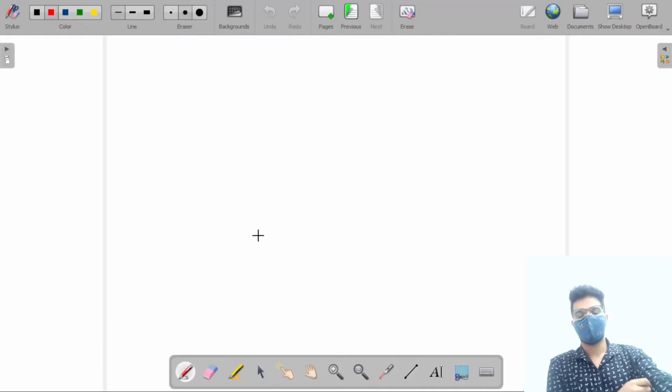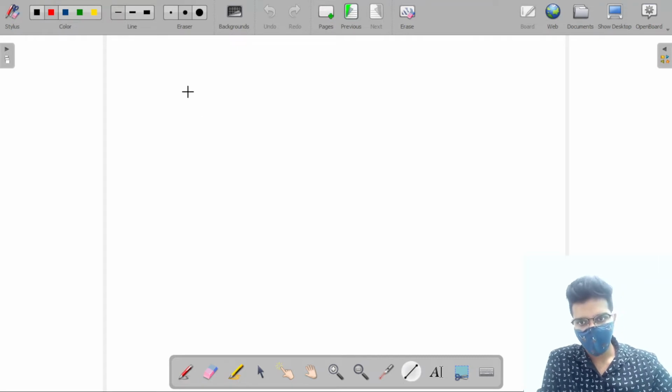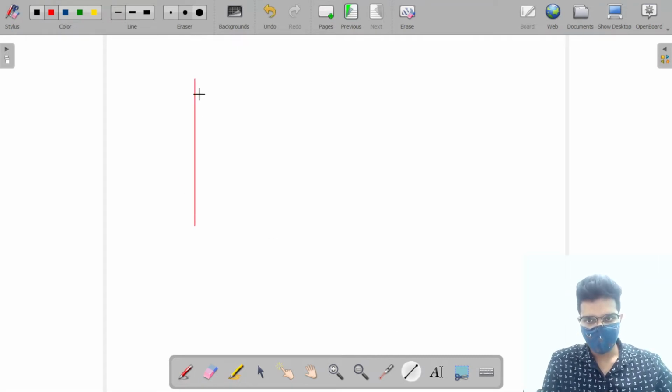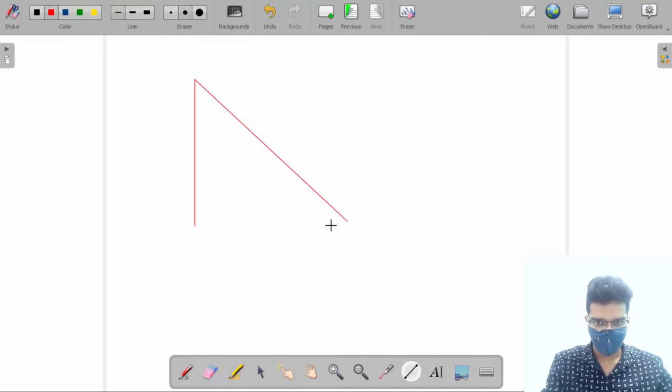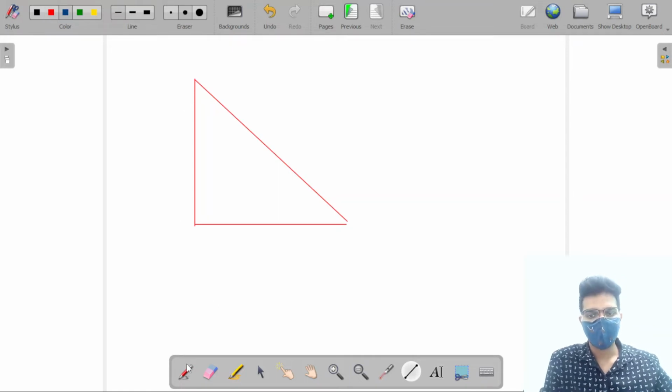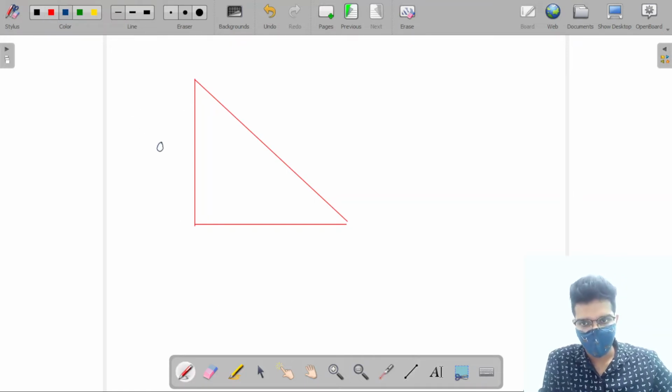Okay, so let's see what the Pythagorean triplet is. So I will create a triangle, right? So this is our triangle. In the input, we are given three things, three sides, A, B, and C.